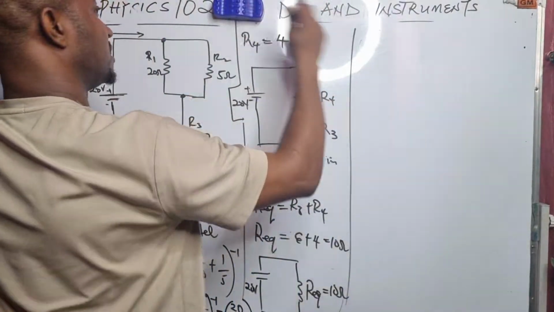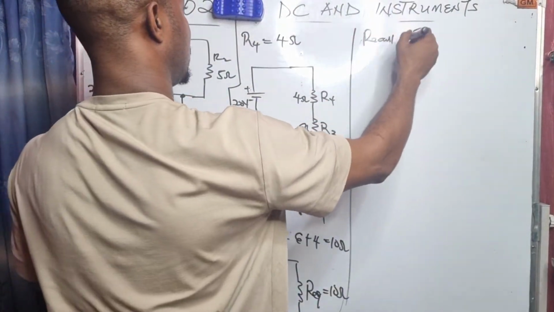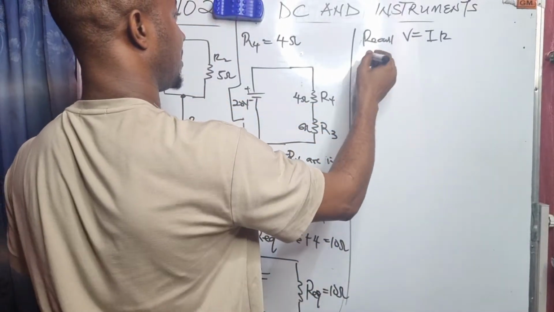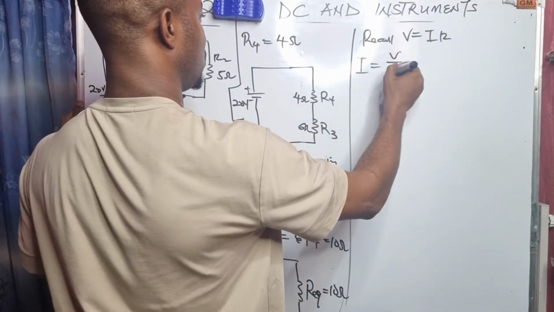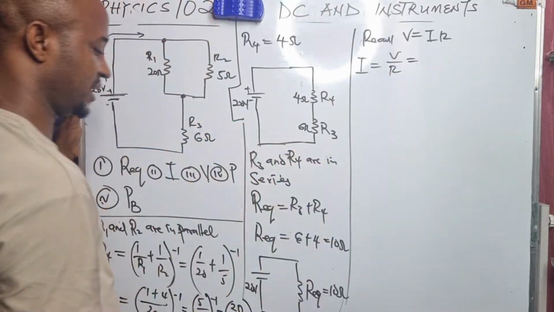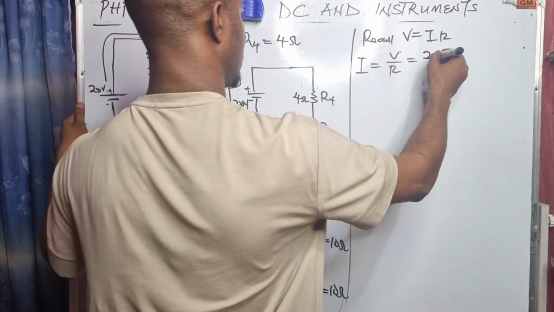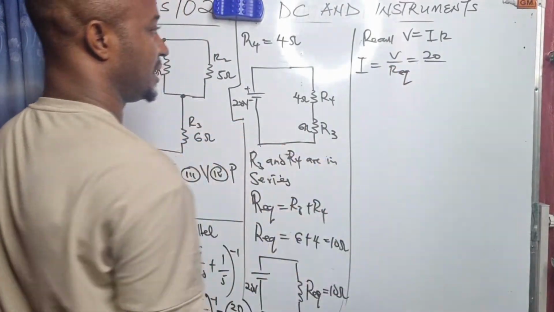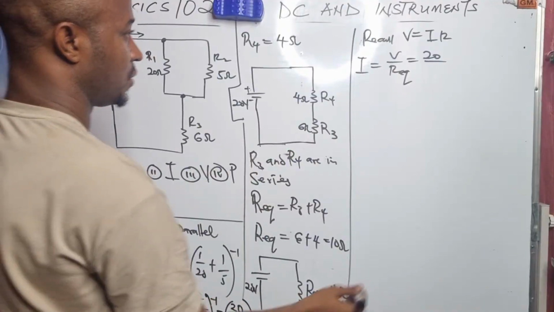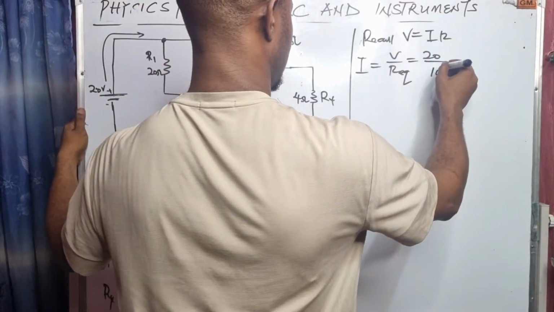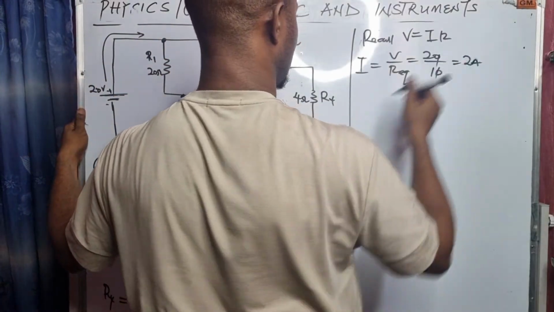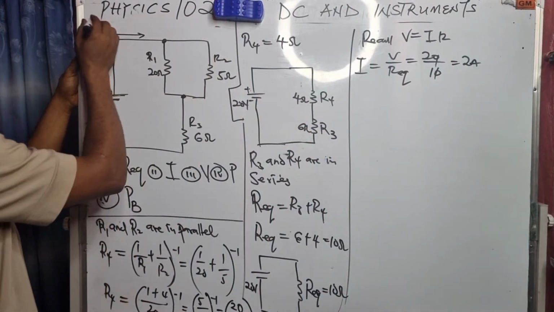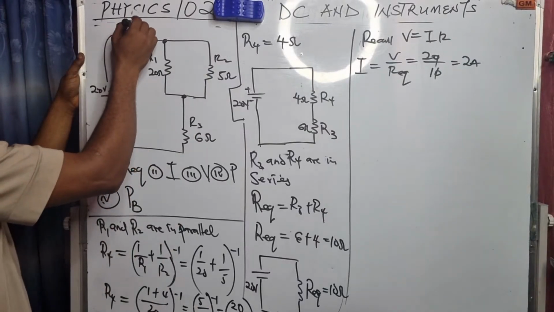Let's find current. Recall that V equals IR. So here, my I will be V over R. Our voltage is 20 volts divided by our RO equivalent. What's the RO equivalent? We got 10. So this will give us 2 amps. The current that flows through the circuit is actually 2 ampere.